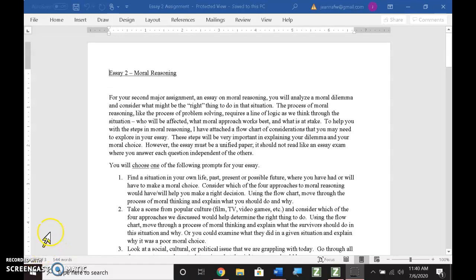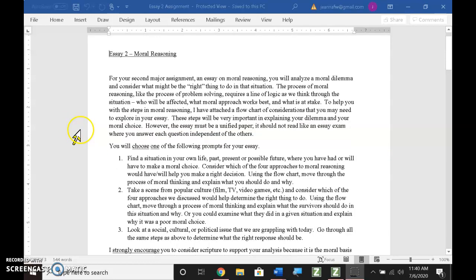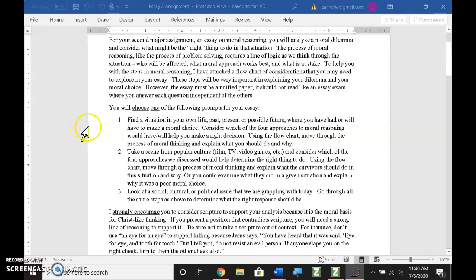So if you go into Canvas, if you go to modules or assignments, you'll be able to access this essay 2 assignment. I'm not going to read it all to you. You will need to read it, but you'll notice you have 3 options for the subject of your essay. So you need to look through those 3 options and consider what your topic is going to be.